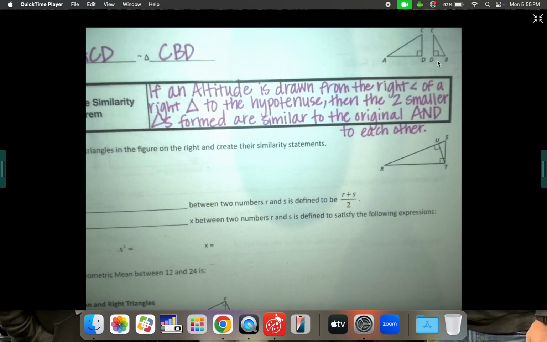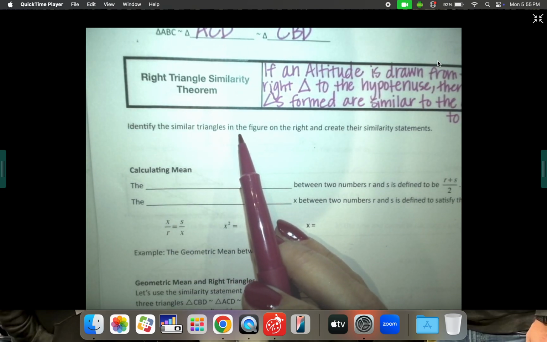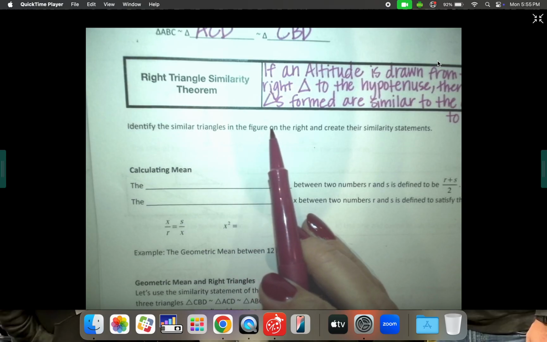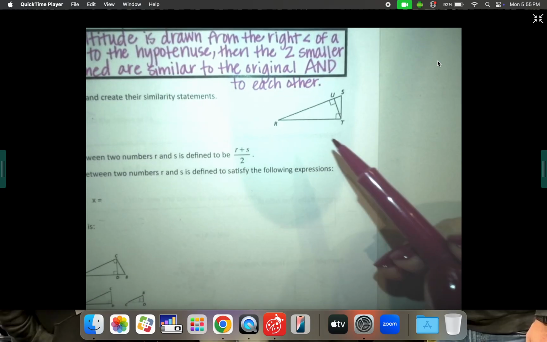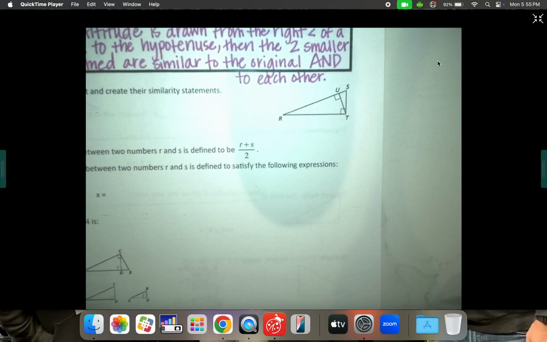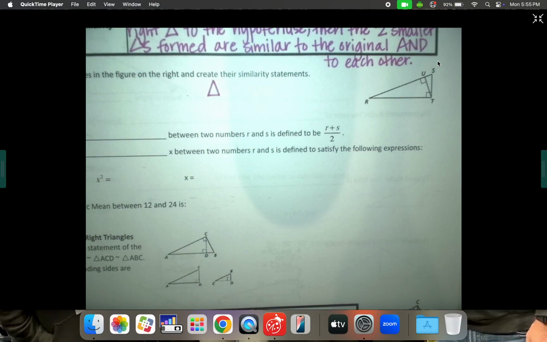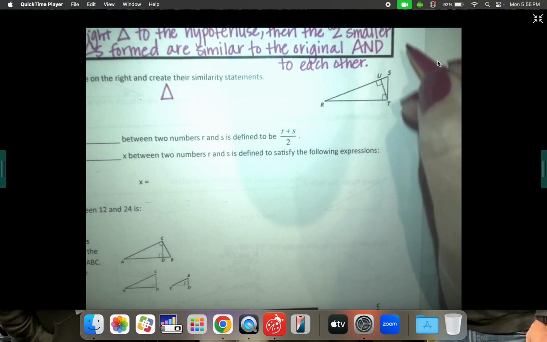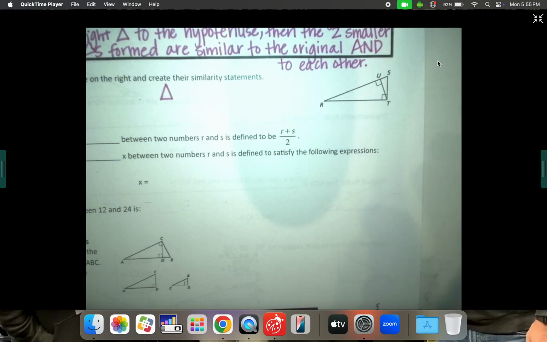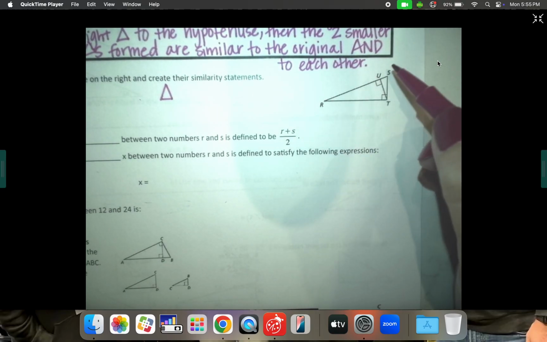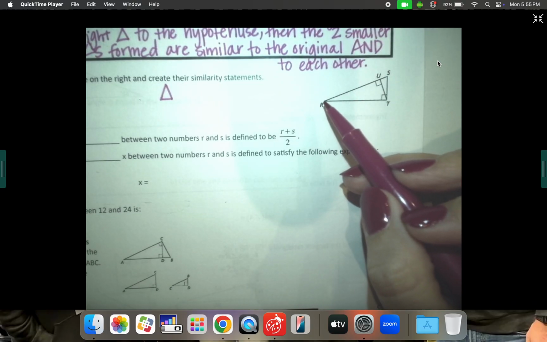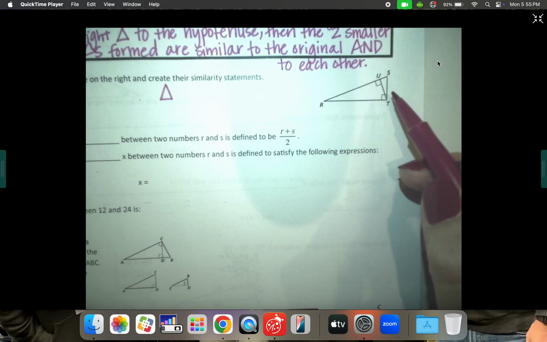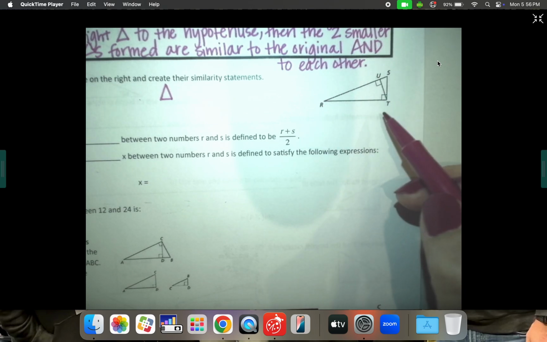Okay. So we have to identify the similar triangles in the figure on this right, so over here, and then write a similarity statement. So here's the big one. Let's go ahead and write that one. We're going to identify all three. So triangle what is similar to triangle what is similar to triangle what. So I would start with the big one. So the big one, if I'm just going to go hypotenuse, short leg again. So if I start at the corner and I go up the hypotenuse to S and then down the short leg, that is triangle RST.